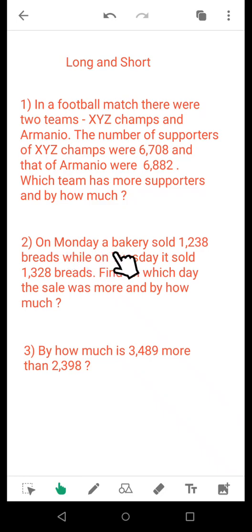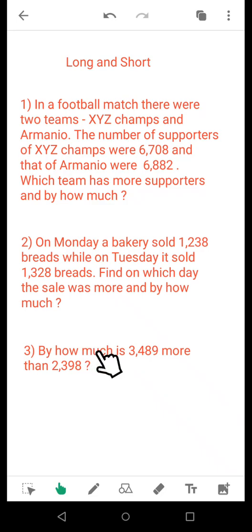Next, coming to question number 2. On Monday, a bakery sold 1,238 breads, while on Tuesday it sold 1,328 breads. Find on which day the sale was more and by how much. Again, the same type of comparison you have to do and then find out on which particular day the bakery sold more number of breads and by how much, and what is the quantity that is sold more.